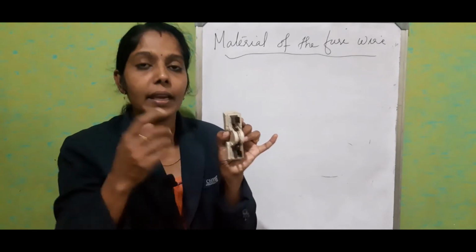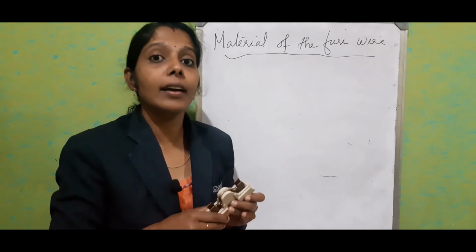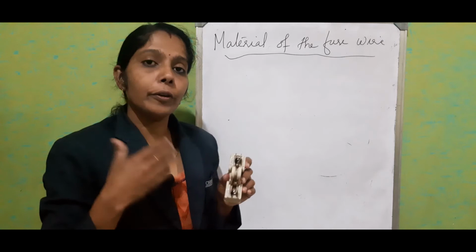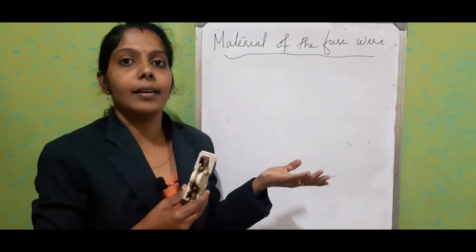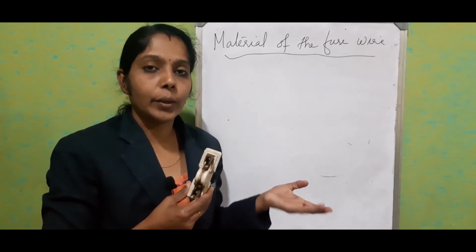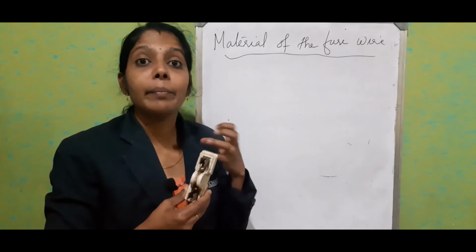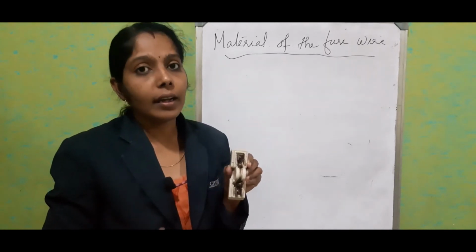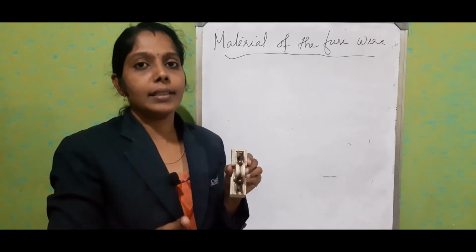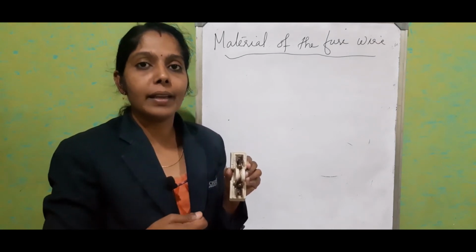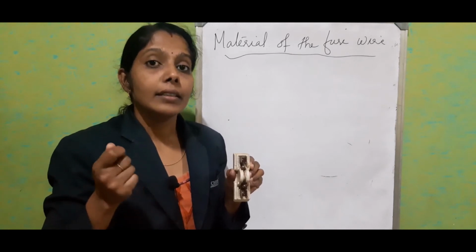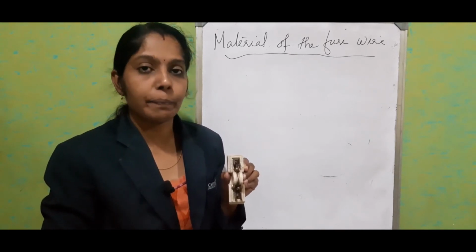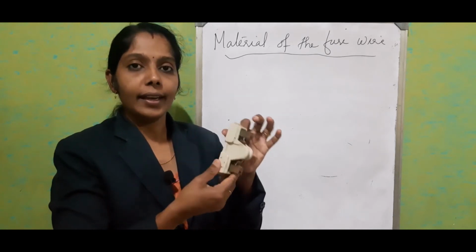This fuse is connected in the live wire. This whole fuse is connected to the live wire. So if excess current passes through the circuit, it automatically breaks the circuit. This wire will melt off and safeguard the entire home. Once that happens, we have to replace it with another wire, the same alloy of tin and lead wire. Okay, so this is how it looks.